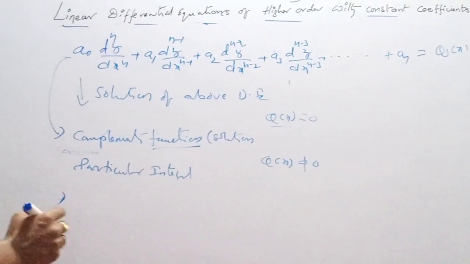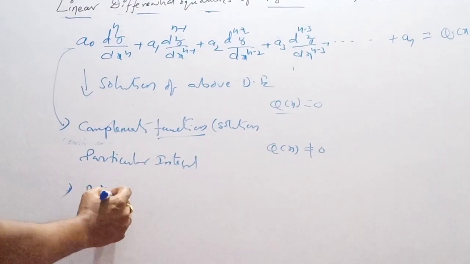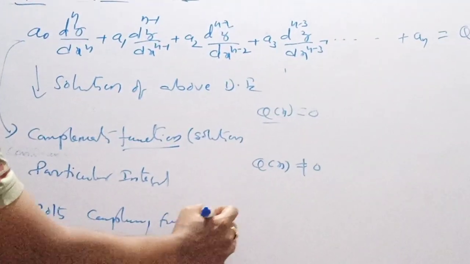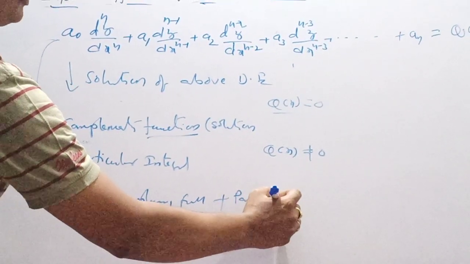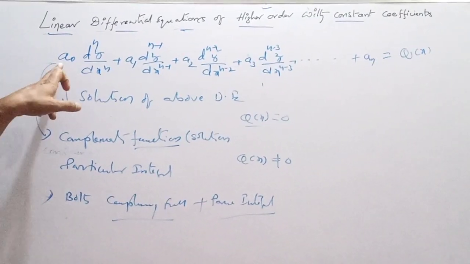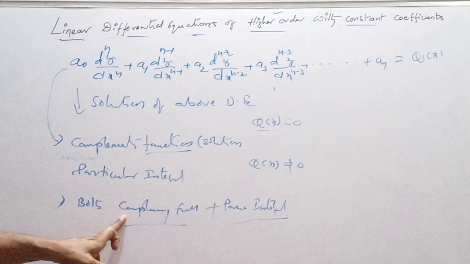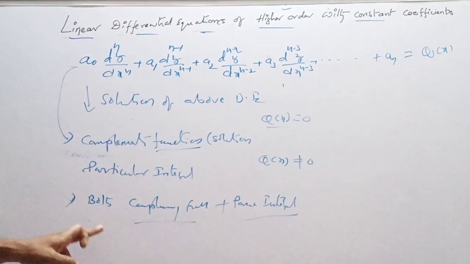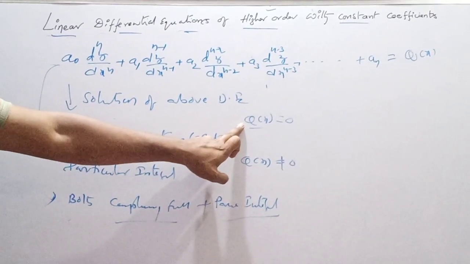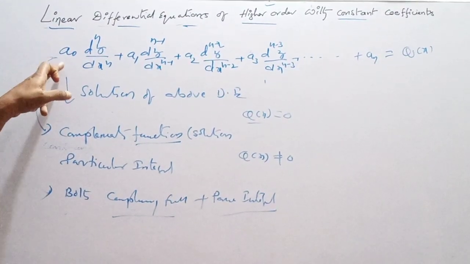Then the general solution for this non-homogeneous differential equation is the complementary function plus the particular integral. Clear? So this non-homogeneous differential equation has a solution of both complementary function plus particular integral. When Q of x equals 0, the complementary function alone is the solution. Otherwise, both together form the general solution of this differential equation.